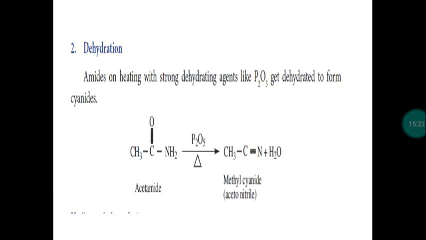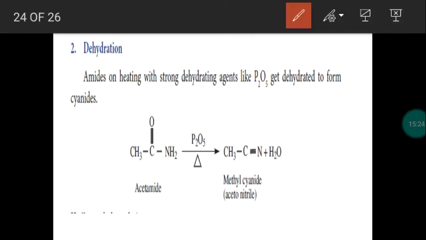Next one, dehydration. Dehydration is nothing but what? Removal of a water molecule. For that we use the dehydrating agent phosphorus pentoxide. So from acetamide, a water molecule is removed. This is called intramolecular dehydration when you heat it. Due to this intramolecular dehydration, we get methyl cyanide or acetonitrile.